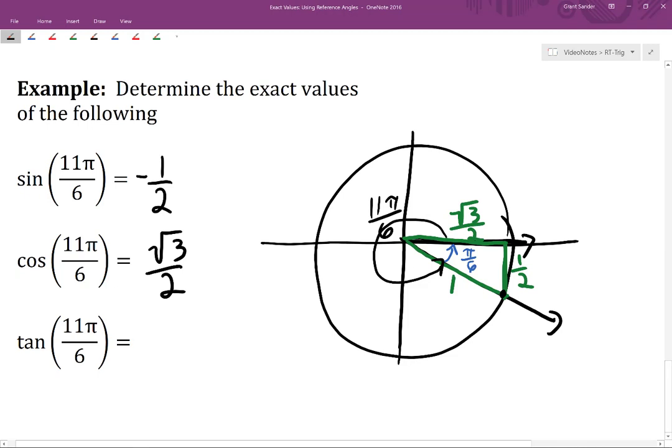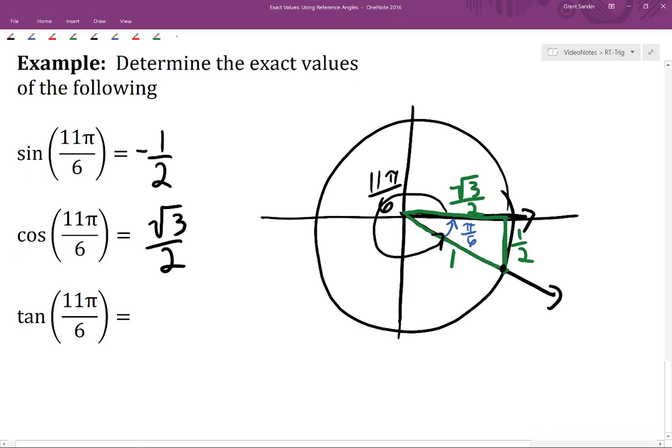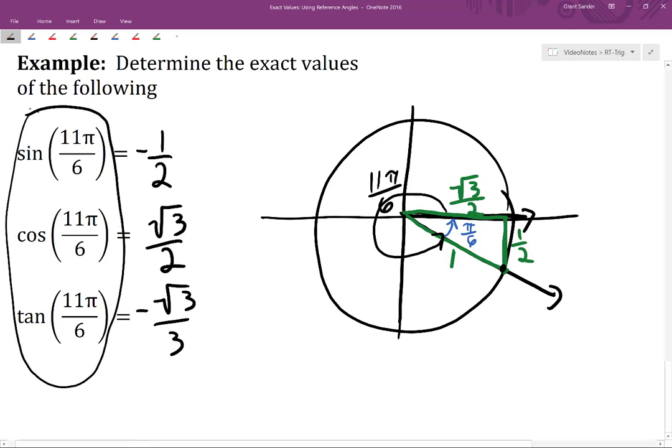Tangent of 11 pi over 6 is going to be related to tangent of pi divided by 6, which is going to be equal to square root of 3 divided by 3. But in this case, we have a negative slope, and therefore, tangent of 11 pi divided by 6 is equal to negative square root of 3 divided by 3. So make sure you see how these values that we just computed are related to the output of those functions when the input is pi divided by 6. They're going to be very much related. We just look at whether or not we need to change whether the value is positive or negative based on the actual location of that terminal point.